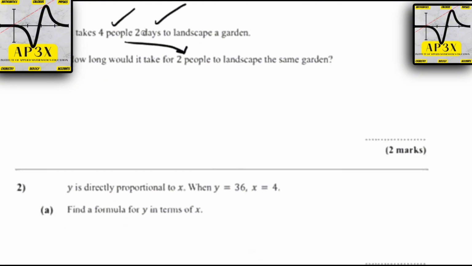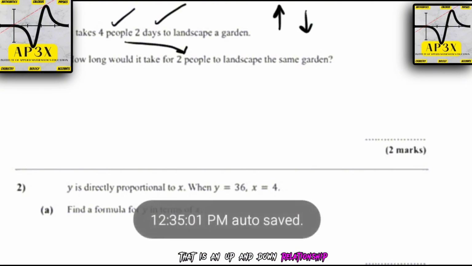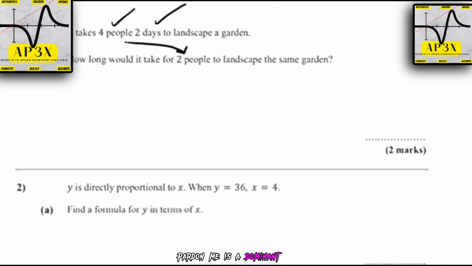Obviously you can see that this is an indirect proportionality question, because you have decreased the amount of people, so naturally the time taken to do the job should take longer. So that is an up and down relationship. Pardon me, it's a down and up relationship.